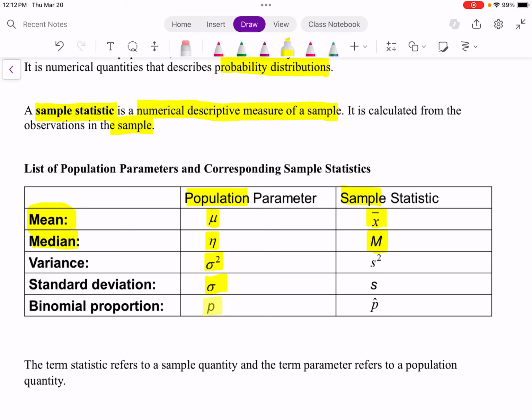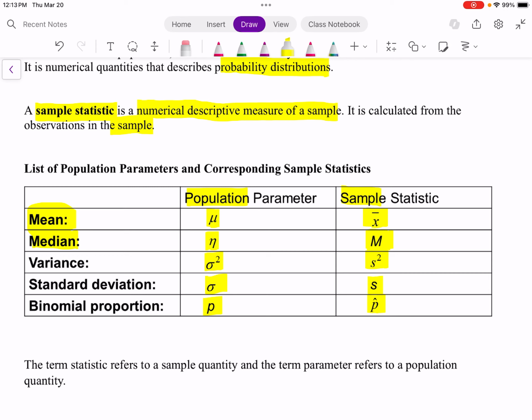Sigma square, sigma, p, these are the parameters. Okay, so mu, eta, sigma square, sigma, p, these are numbers. These are single numbers. We use these numbers to describe our population. Okay, and this notation, mu, eta, sigma square, sigma, p, are the population parameters. And we have x bar, m, s square, s, p hat. These are the numbers that describe our sample, and we call them statistics.